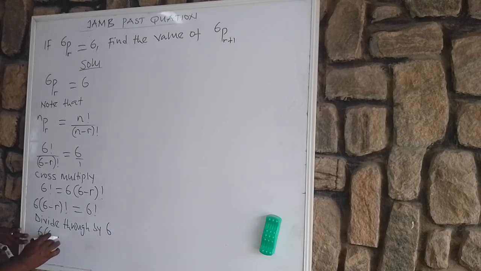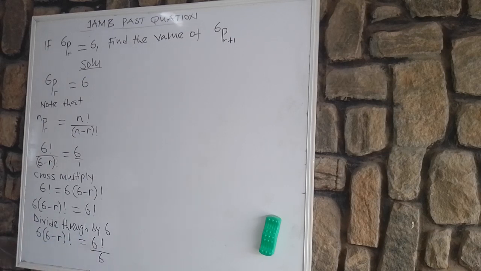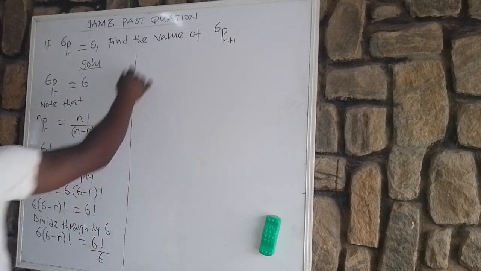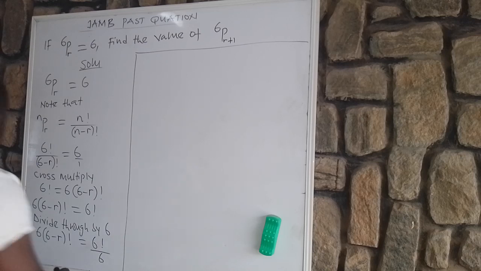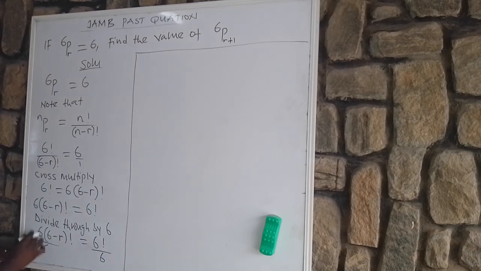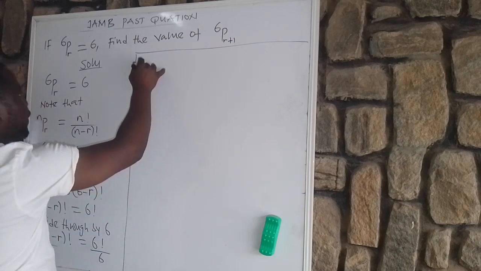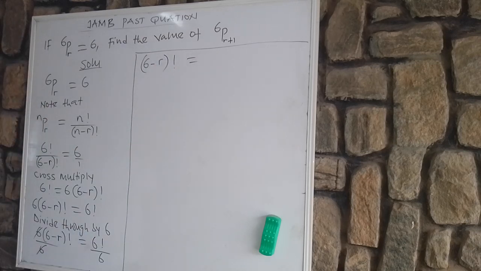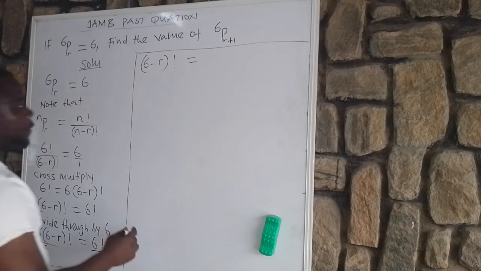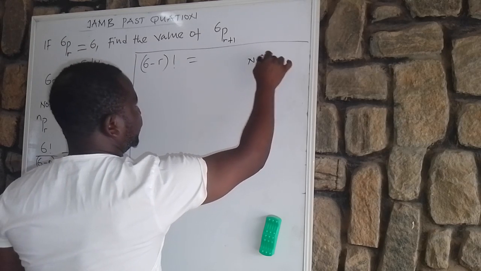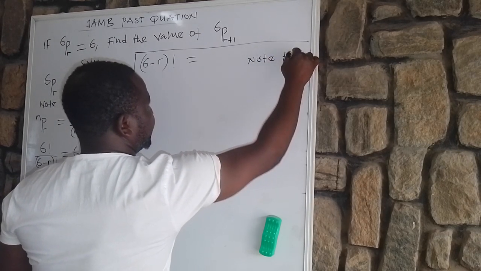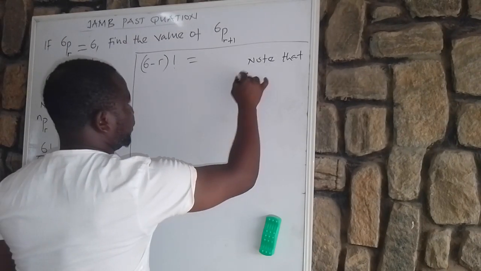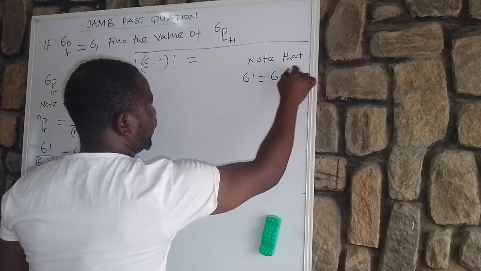If we divide through by 6, this is how it will be: (6 minus r) factorial equals 6 factorial all over 6. The 6 and 6 will go, and we have (6 minus r) factorial equals... Let me note that we can rewrite 6 factorial as 6 times 5 factorial.